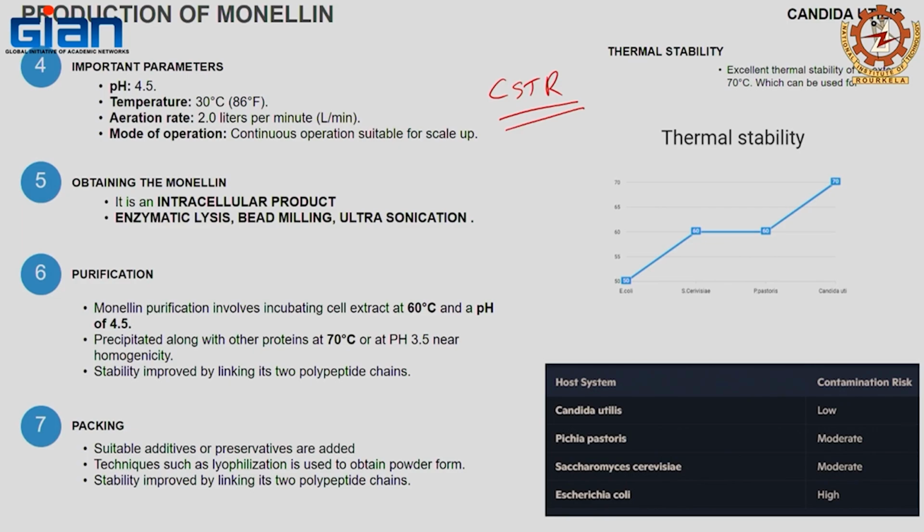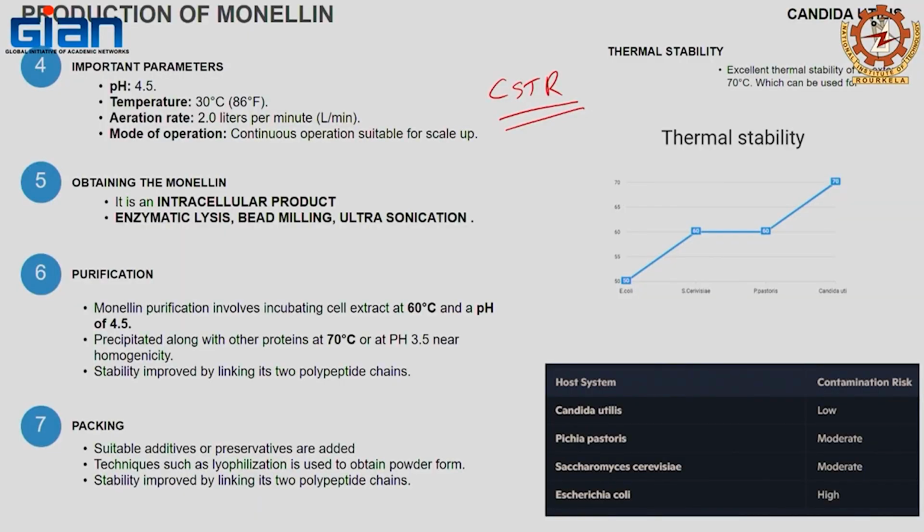lifetime. And regarding the monellin obtaining process, I don't want to say it again and again. We'll just simplify the process. As usual, we know it is an intracellular product which can be obtained through enzymatic lysis, bead milling, and ultrasonication. Based on the scale-up conditions, the extraction methods can be modified, which I mean to say is that if it's large scale, we can adapt the fermentation and extraction processes to be specifically suitable for that.